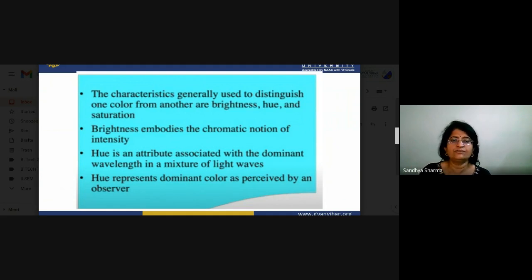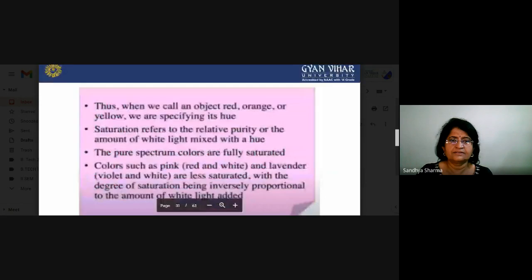And what about the hue? Hue is an attribute associated with the dominant wavelength in the mixture of light waves, and it basically represents the dominant color as perceived by an observer. If we are seeing a red tomato, the hue of that tomato is red. Thus when we call an object red, orange, or yellow, we are specifying its hue. So what is the hue? Hue is the actual color, the color that will be reflected and that we observe for that particular object.